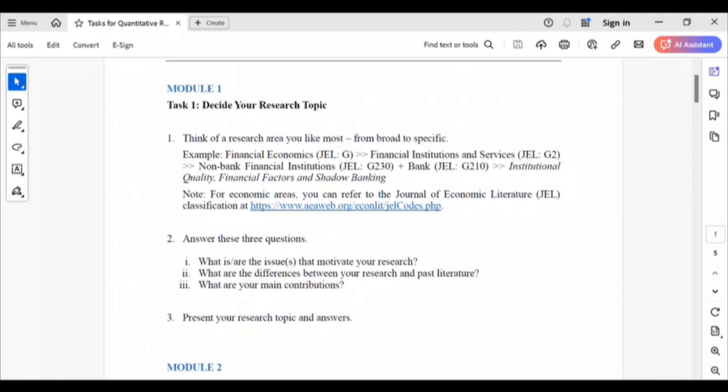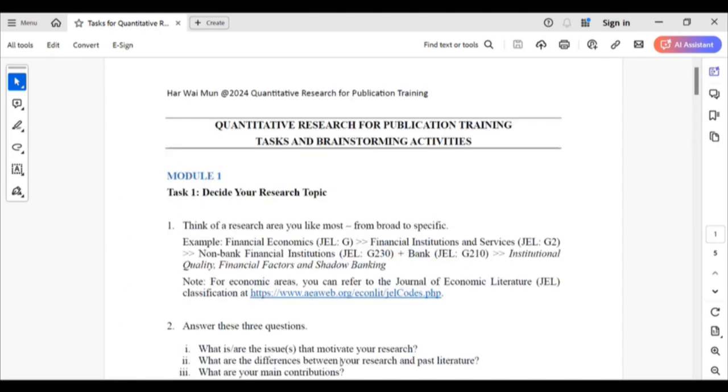After you think of your research area that you want to do, okay, you want to do something on shadow banking, then you have to answer these three questions, right? Based on the topic or the area that you want to choose. For example, you have these three questions. What is the issue? Can you see this one? This one I put in the material folder. You can download the task.